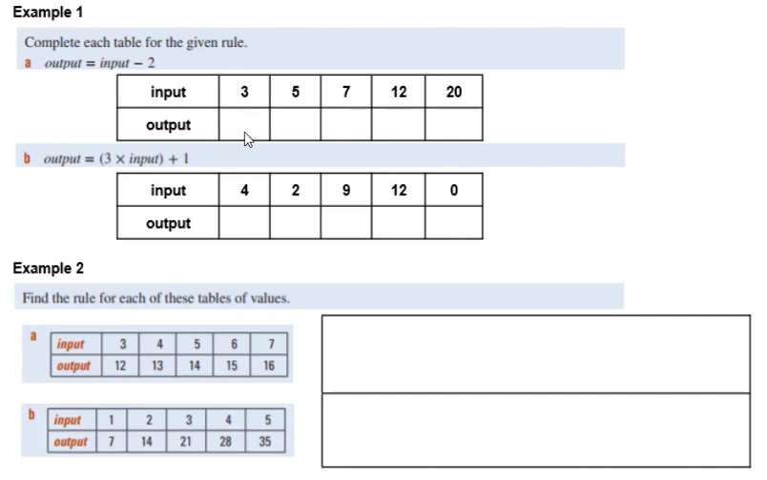So 3 take away 2 is 1. 5 take away 2 is 3. 7 take away 2 is 5. 12 take away 2 is 10, and 20 take away 2 is 18. Nice and easy. Next rule is a little bit more complicated.